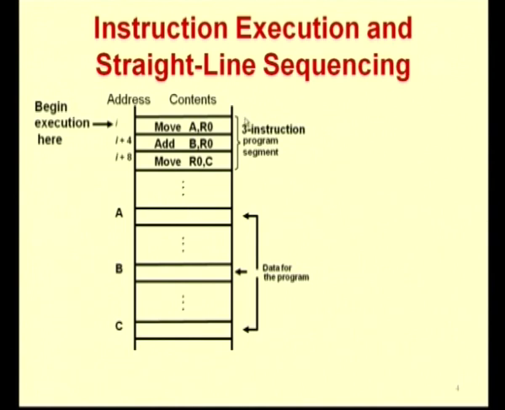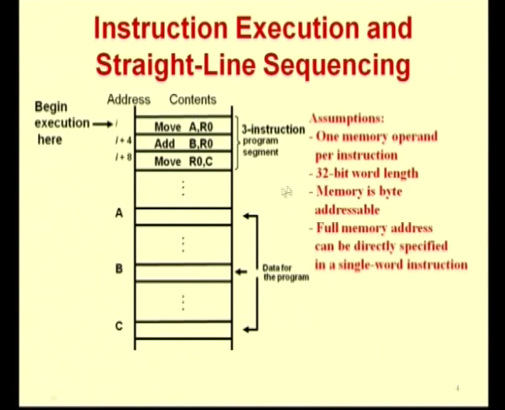Typically in memory you will have some area allocated for instructions, and the data for the program may be specified in some other memory locations. So, when I talk about memory address A, memory address B, C and so on, these are basically memory locations where the data is stored. This is what you would have if you are doing a straight line sequencing of instructions.